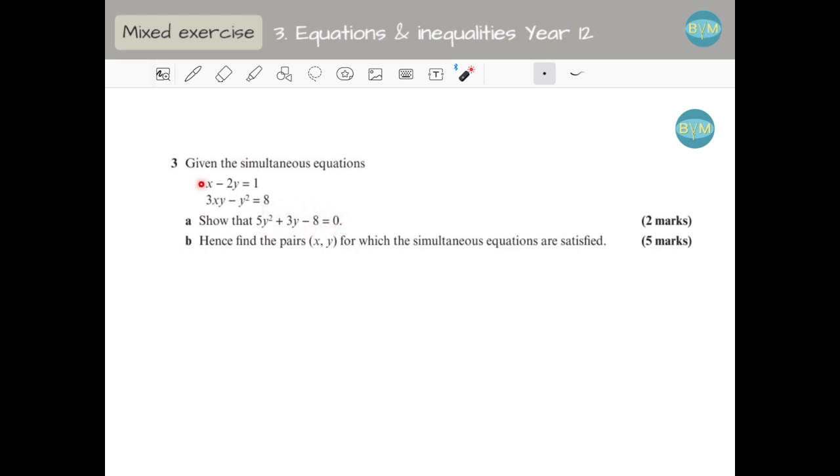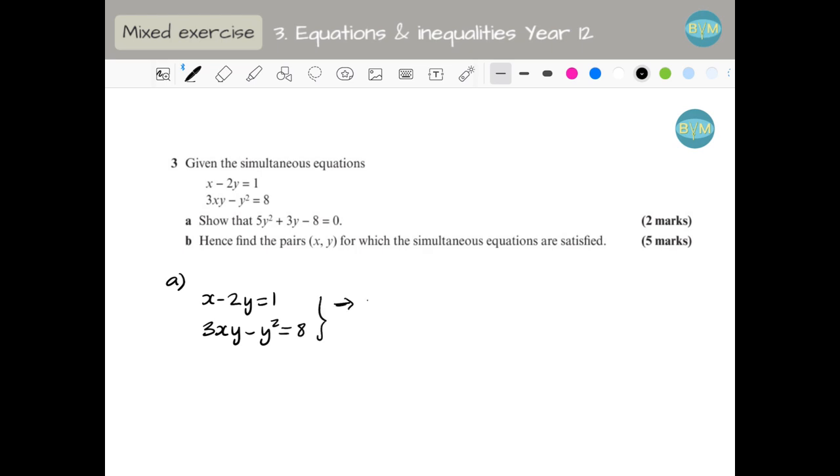So what we are going to do when we have a linear and a quadratic is to substitute the linear into the quadratic. In this case, we want an equation in y, which means we are going to eliminate the x. So from the first one, we are going to make x the subject.